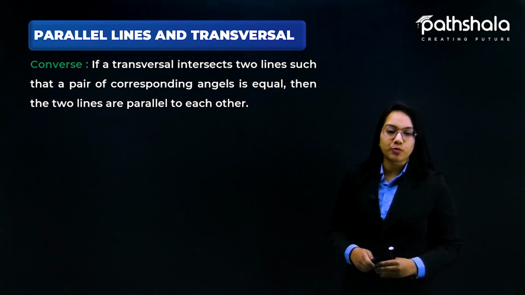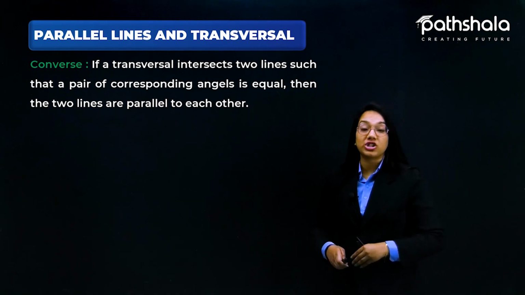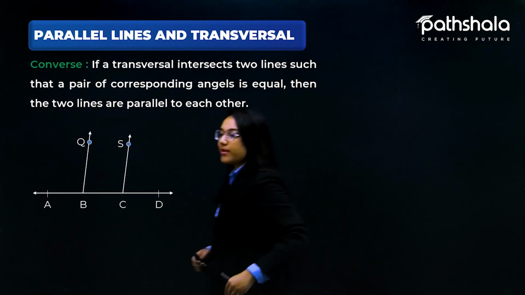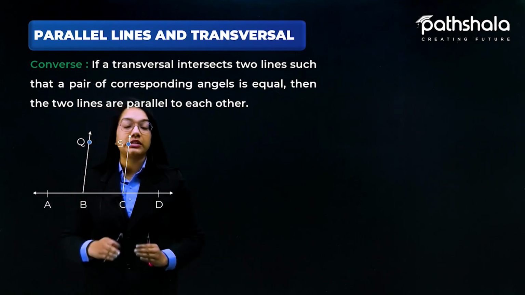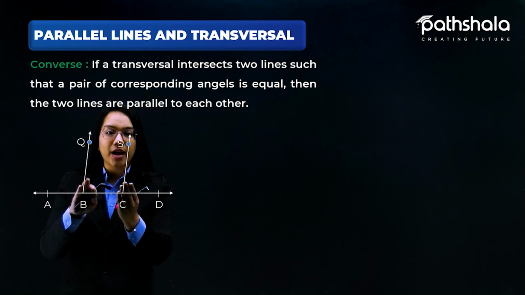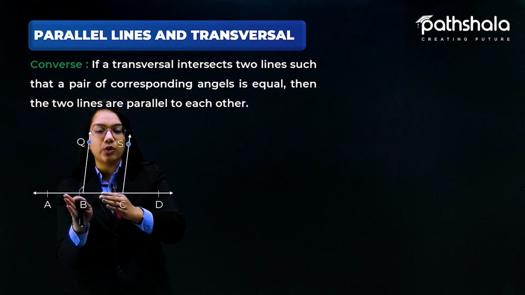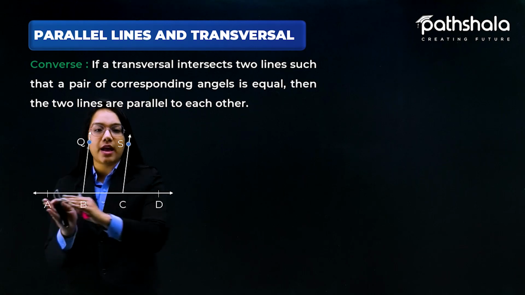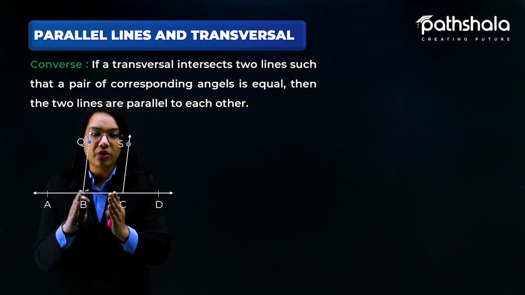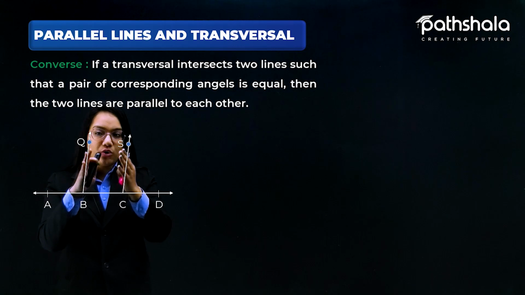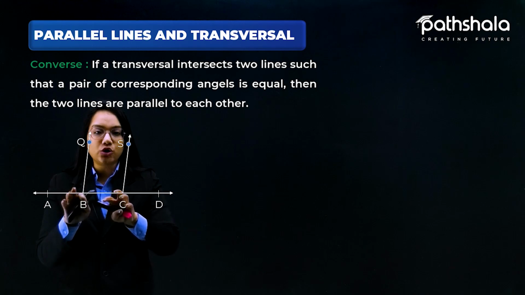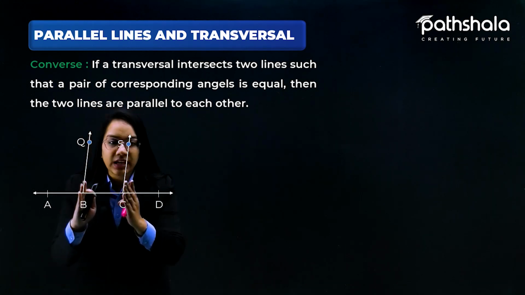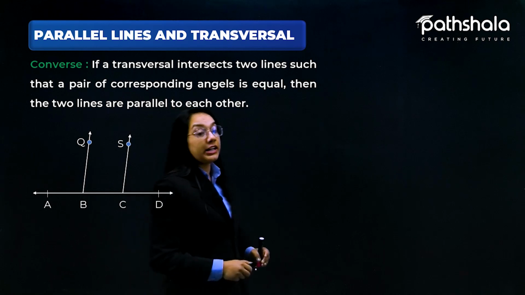So I'm performing another activity, and I'm taking a straight line AD with two rays on it. I'm drawing these two rays in such a way that the corresponding angles, this angle and this angle, are equal to each other. If these two angles are equal, I extend these two lines further.